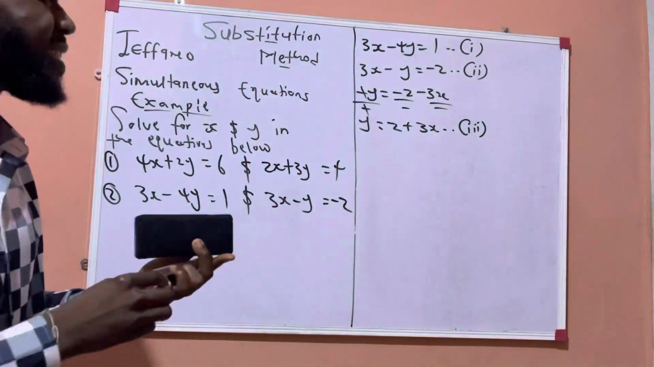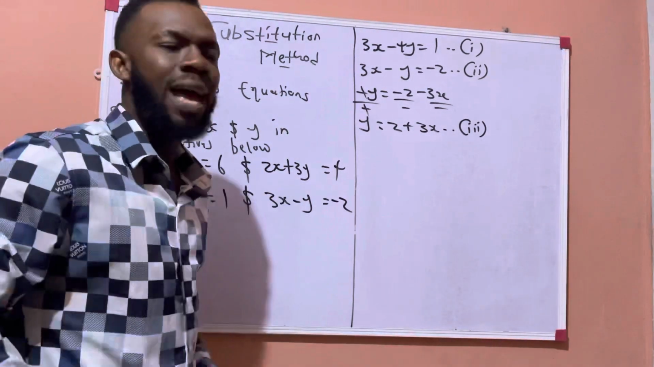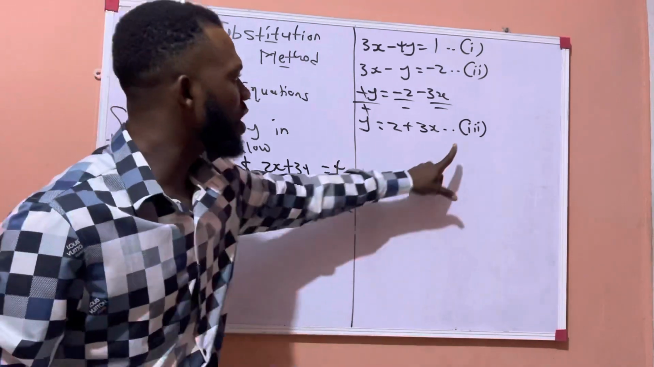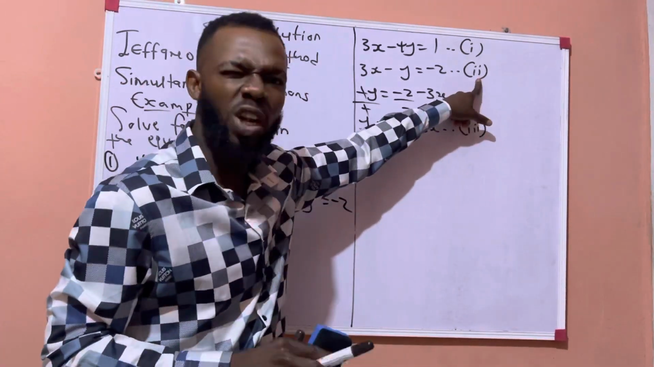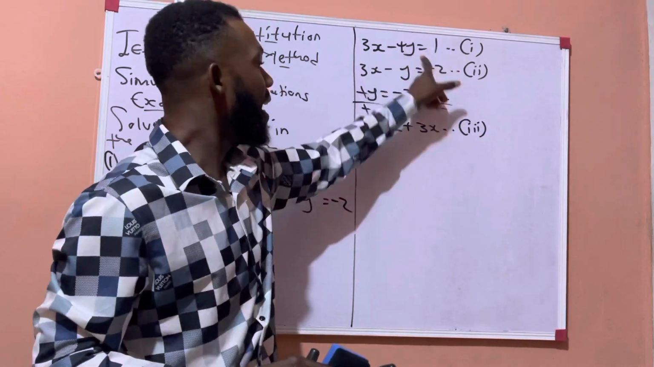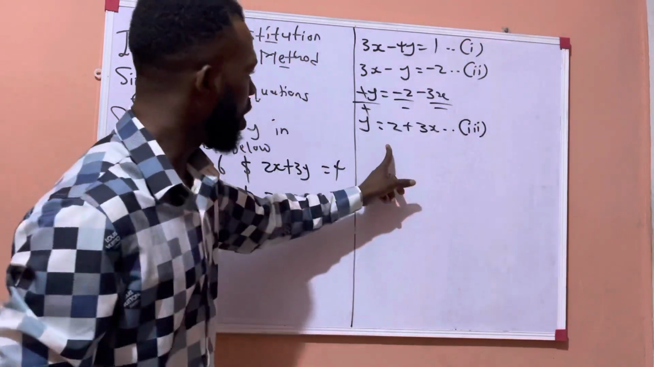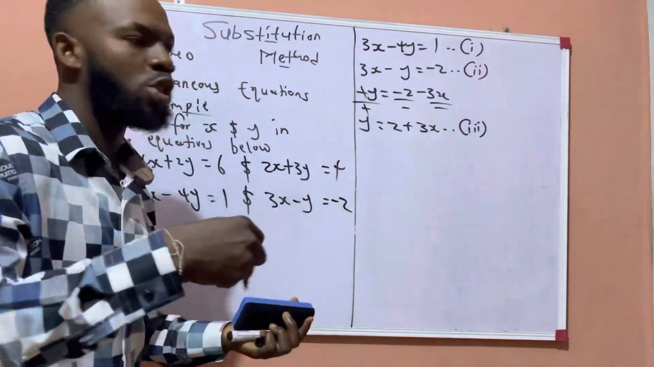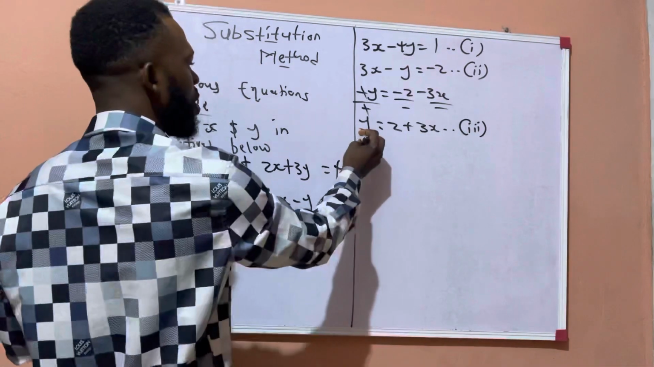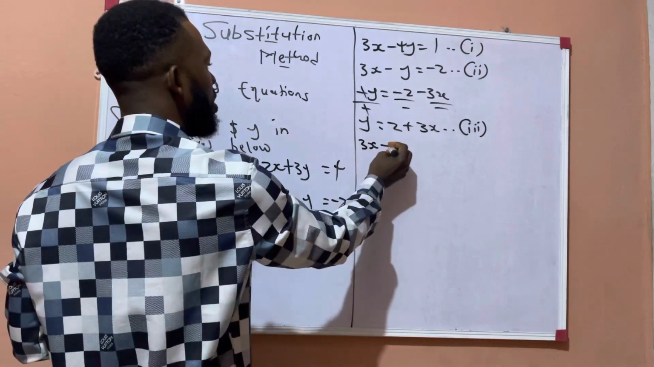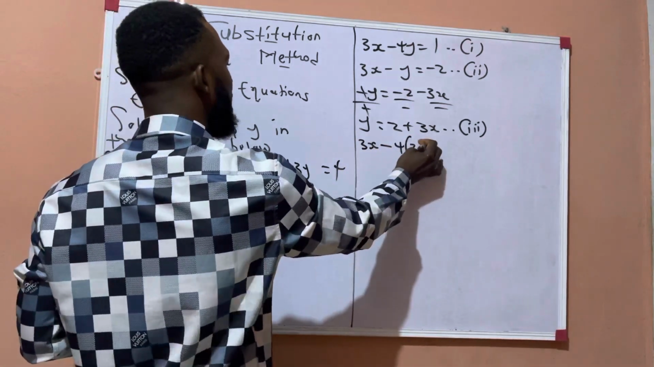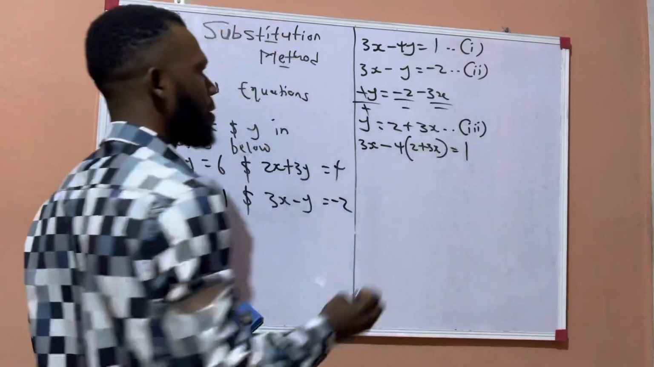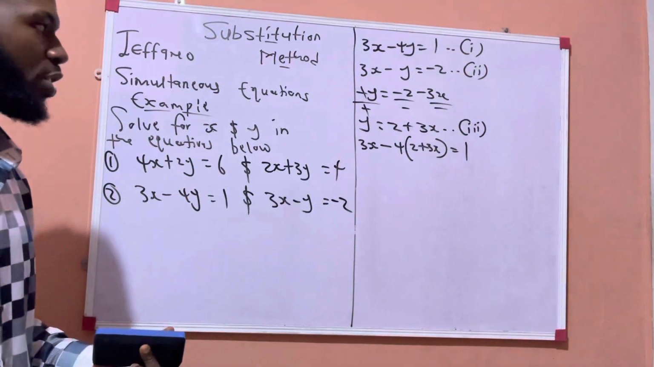I told you, once the variable becomes the subject of the formula, that becomes equation 3. Okay, remember, we got equation 3 from equation 2. So what does that mean? Anywhere we see y in equation 1, we will give 2 plus 3x. Now, substituting 2 plus 3x for y in equation 1, we are going to have something like this. 3x minus 4 into bracket 2 plus 3x is equal to 1. Substituting now 2 plus 3x for y.